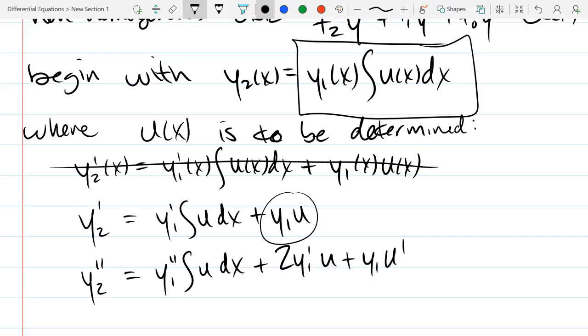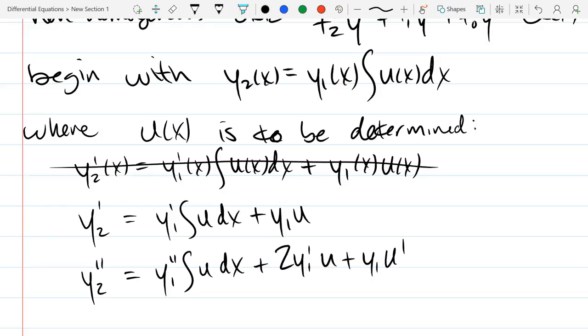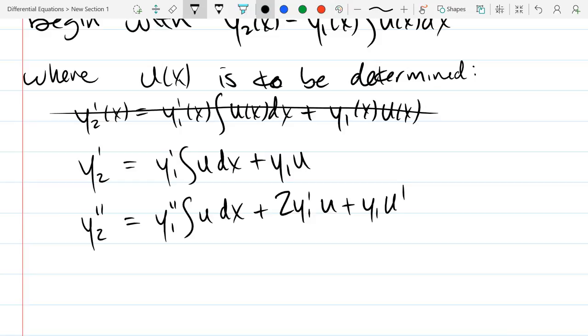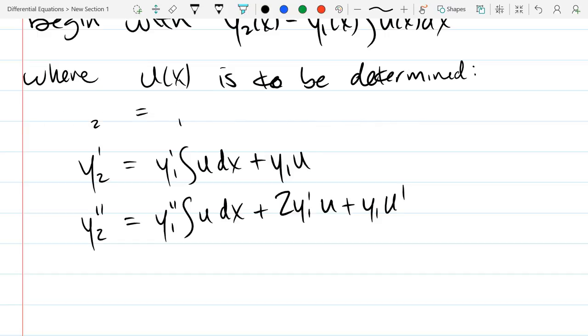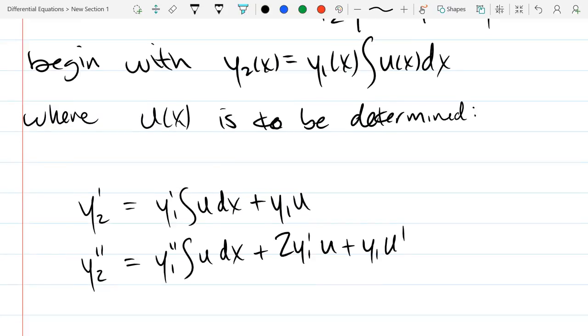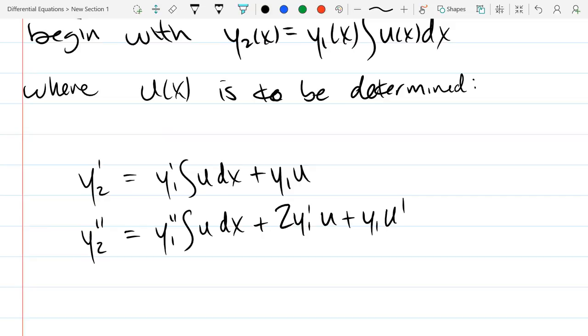And then the second derivative is the derivative of this derivative. So you do product rule on the first one, which gets you y1 prime times the integral, plus there's an intermediate step that I skipped. So there'll be a y1 prime u right there, and then when we look at the second term, the product rule gives y1 prime u, so you get two of those middle terms. It's a little strange, but you get two of the middle terms, so we've already reduced right there. And then, of course, you get y1 times u prime in your last term. So those are just two derivatives right there, the first and second derivative of y2 at the top.